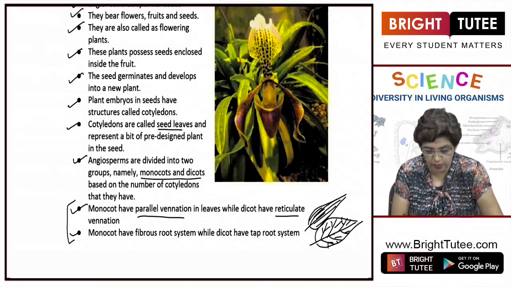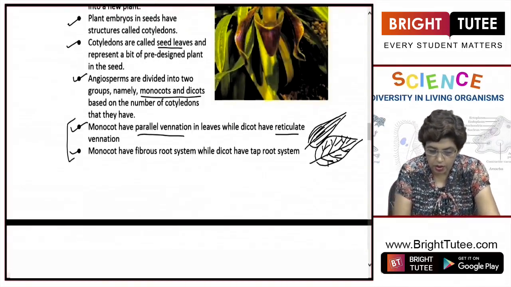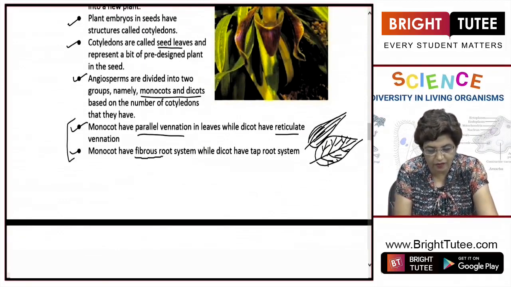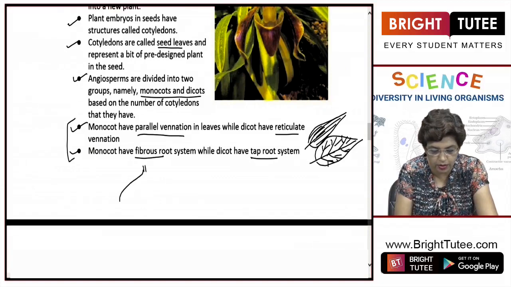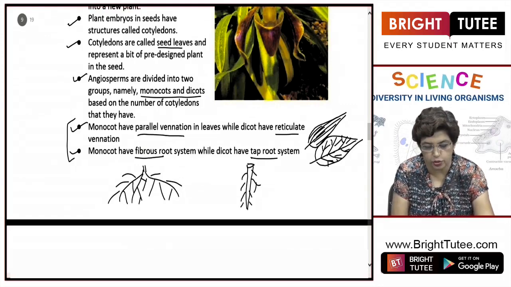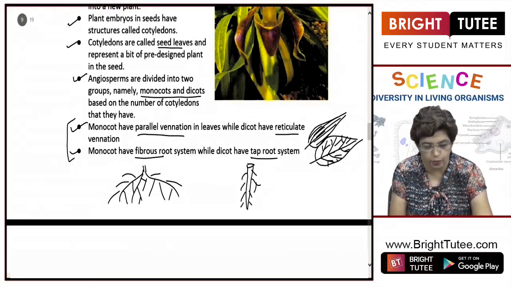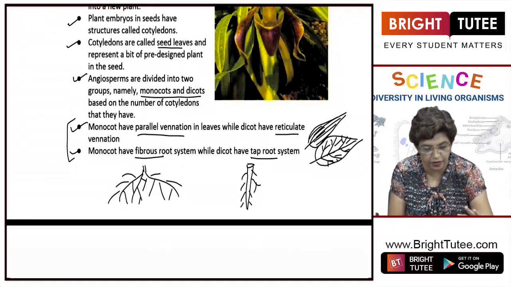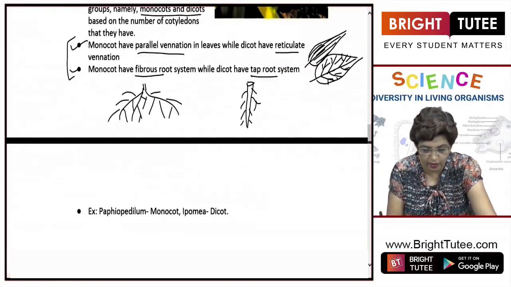The third difference is between the root systems. Monocots have a fibrous root system, dicots have a tap root system. The fibrous root system is like this: many tiny roots arising from the base of the stem. But in a tap root system, there is one main root and some tiny roots here and there, fibers. So monocots have a fibrous root system, dicots have this tap root system. So these are the three main differences between monocot and dicot.